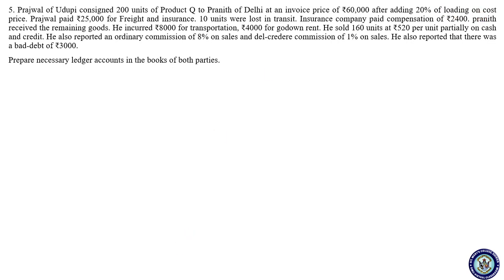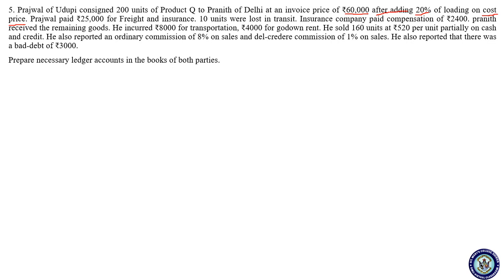Now, there are two important points. One, 60,000 is an invoice price after adding 20%. Okay, this is very important. After adding, means the 20% is already added in 60,000, and on what did they add it? On cost price. On what is very important when you calculate the value. So the two major points in that sentence are: 60,000 is inclusive of 20%, the 20% is already added, and it was calculated on cost price. That is the first point.